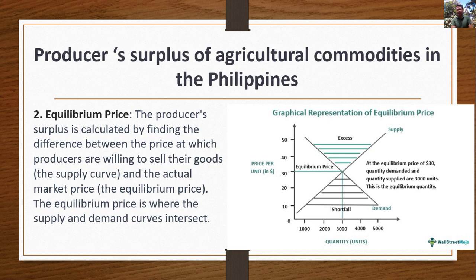Next, class, we need to recognize that there is what we call the equilibrium price, where the producer's surplus is calculated by finding the difference between the price at which producers are willing to sell their goods, which is the supply curve, and the actual market price, where the equilibrium price is. And the equilibrium price is where the supply and demand curves intersect. Okay.